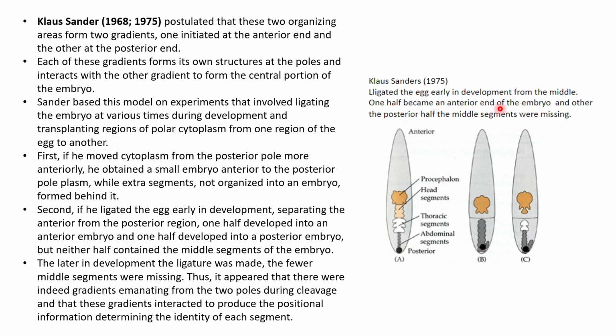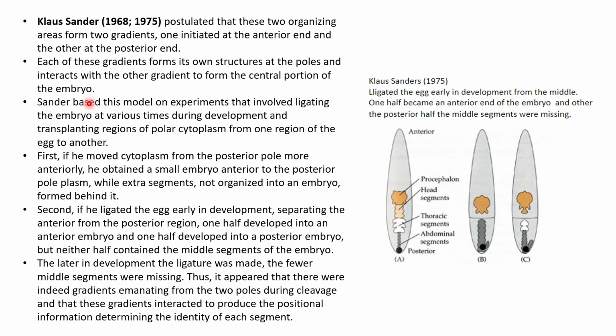So one half became the anterior end of the embryo, fine, because the ligature was created in the middle, the anterior segment was formed. But since the other half did not receive the anterior signals or anterior gradient due to the ligature, the other half had some middle segments missing. So this was Claus-Sanders experiment. Each of these gradients form its own structures at the poles and interact with other gradient to form central portion of the embryo. So this was the finding of Claus-Sanders.